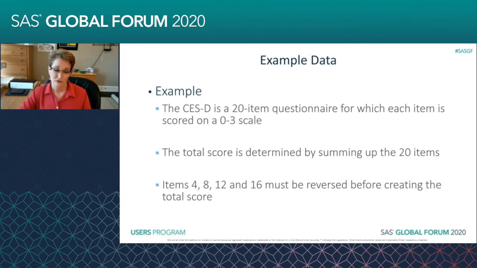One thing to note, though: this is a depression scale, and some of the questions are written in the positive form. So items 4, 8, 12, and 16 are written positively, like I feel happy rather than I feel sad. And so those items need to be reversed before we create that total score.